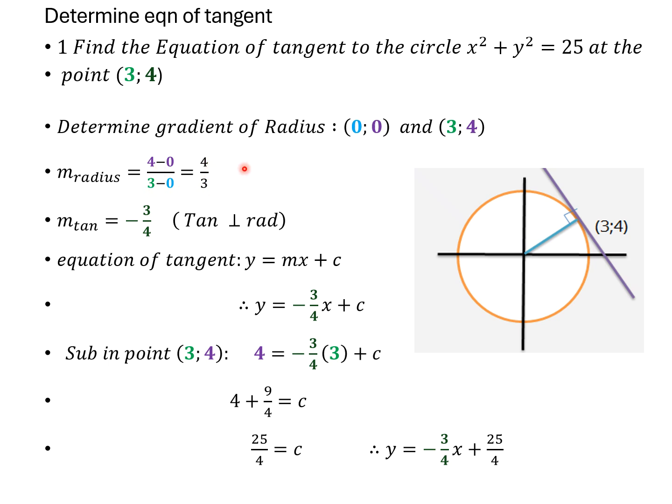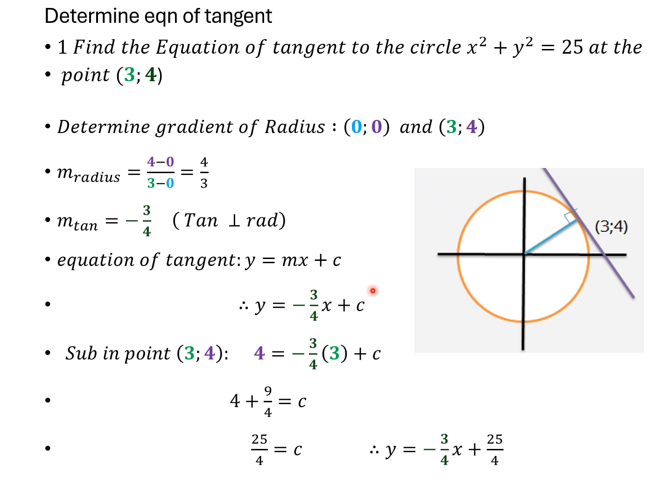Now 4 over 3 times the gradient of the tangent must give me -1. So we invert the fraction, or find the reciprocal. It becomes 3 over 4, but positive must now become negative. So the gradient of my tangent becomes -3 over 4, because the tangent is perpendicular to the radius, meaning -3 over 4 times 4 over 3 will give me -1. To find the equation of the tangent, because it's a straight line, we use the general formula y equals mx plus c, and we know m is -3 over 4, so y equals -3 over 4 x plus c.